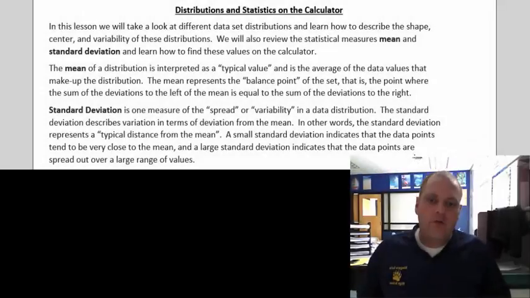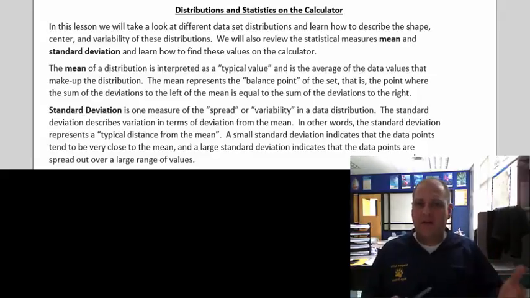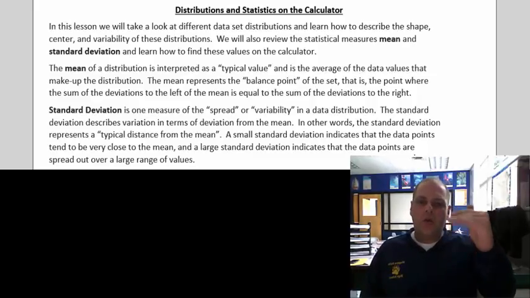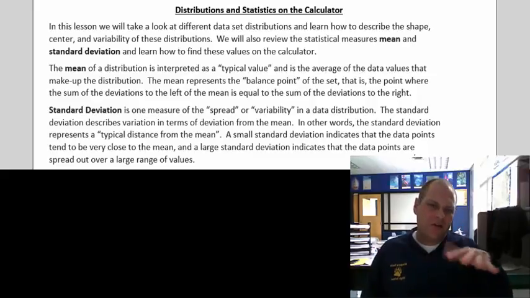We're going to start getting into some statistics and taking a look at some different distributions and data sets, and take a look at mean and something called standard deviation. Now, typically coming into this class, you should know a little bit about mean and standard deviation. If you've never heard of standard deviation before, we're going to review it in this lesson. We're only going to do up to the calculator stuff in this video, and then the calculator stuff we're going to do in class tomorrow.